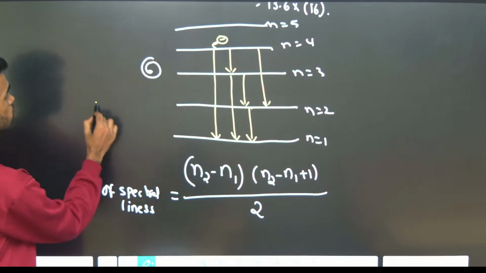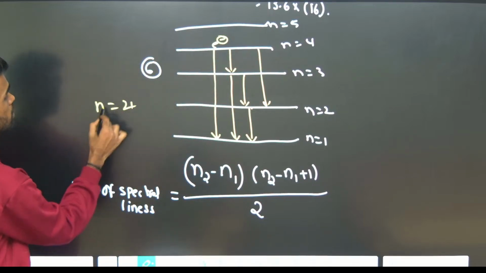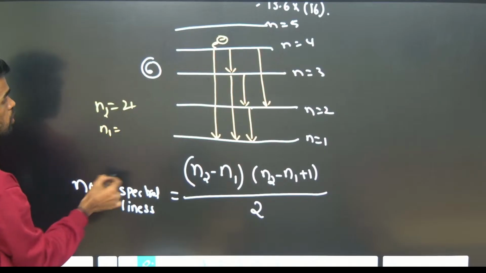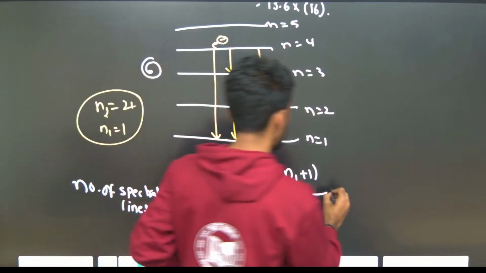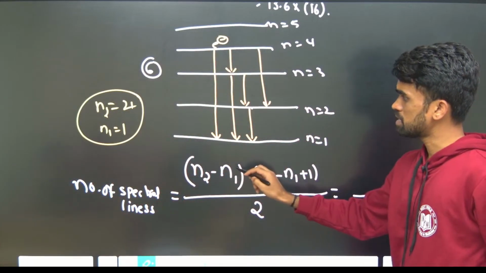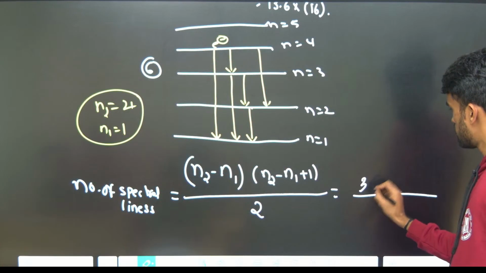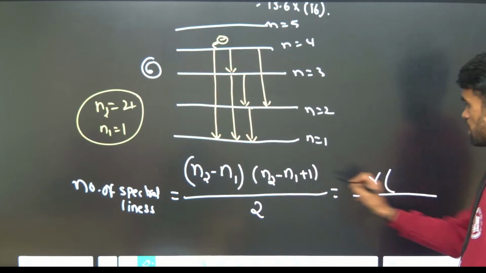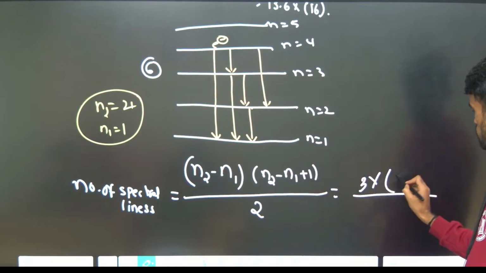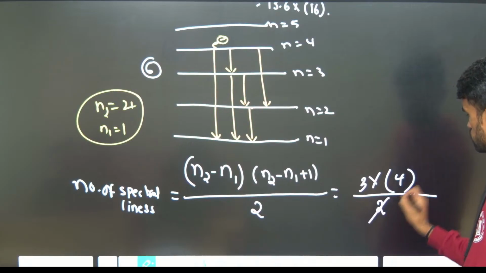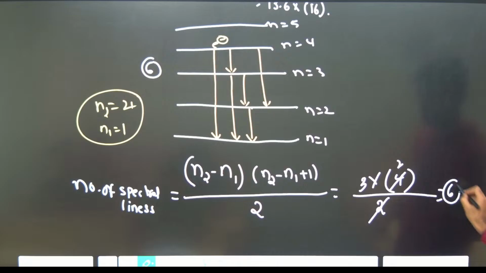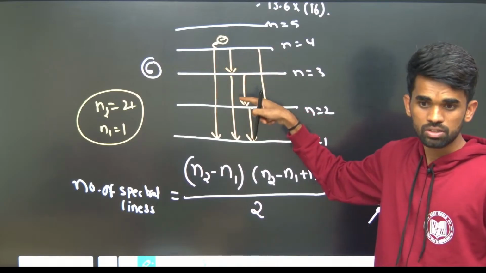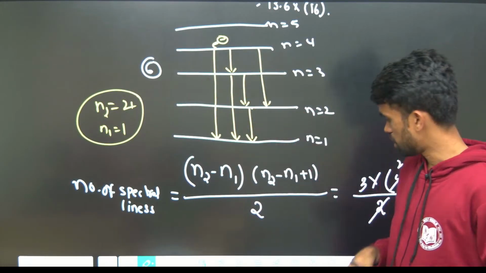What is our n2 in the question? 4. N1, ground state, I am saying now 1. So place these values here. Tell me. 4 minus 1 is 3. Again 4 minus 1 plus 1, so 4, by 2. 12 by 2, so this is the 6 lines we got. Here also we got 6 lines. How many lines are there? That will be our answer.